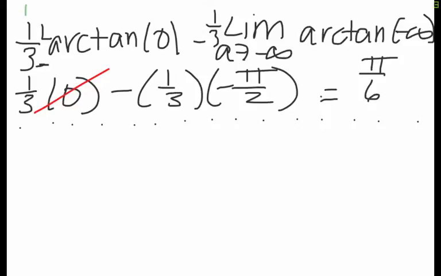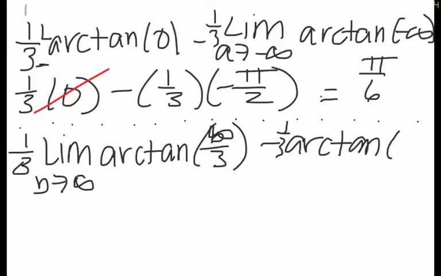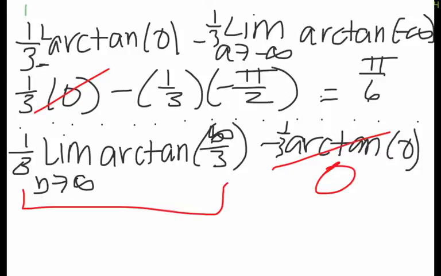Part 2 is 1/3 the limit as b goes to infinity of arctan of b over 3, which is infinity over 3. We can just write that as infinity over 3, minus 1/3 arctan of 0. We already talked about arctan of 0 going to 0, so don't worry about that. This first piece here, arctan of infinity, is pi over 2. So this is equal to pi over 6.